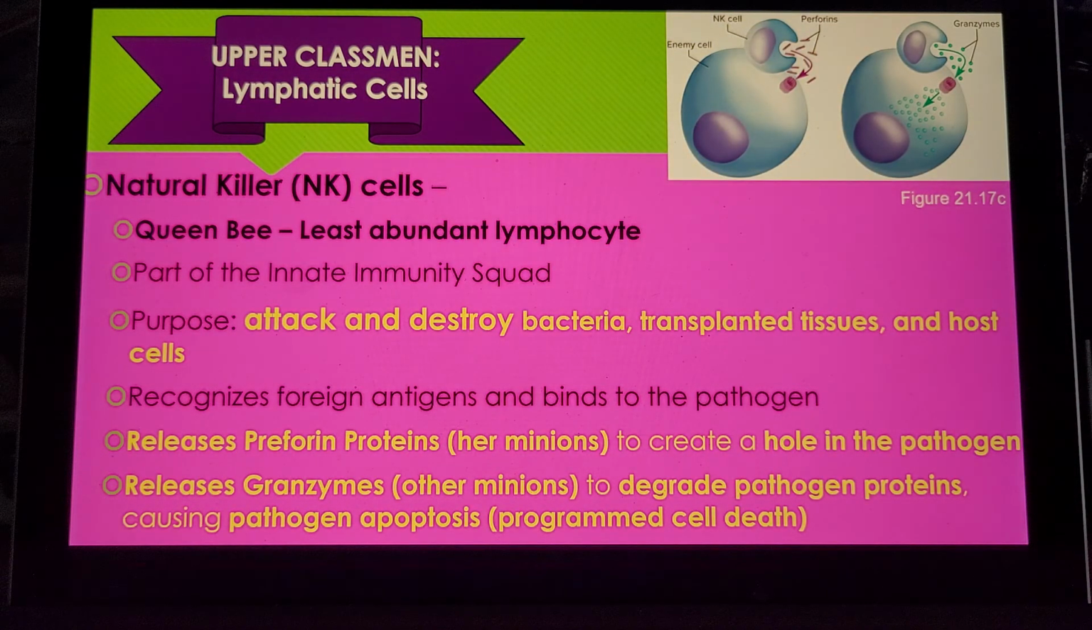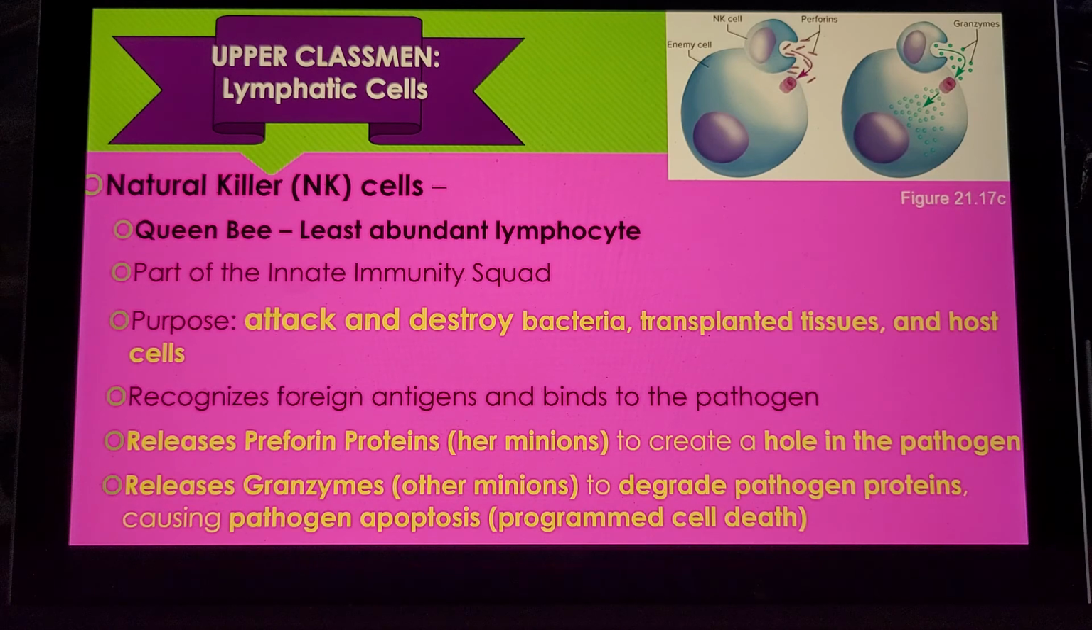So what cells start with this process? The first type of lymphatic cells, our lymphocytes, we have 3 of them: NK, T, and B. The NK cells are called natural killer cells. I call them the queen bee because of how they work. Their job is to attack and destroy the bacteria.